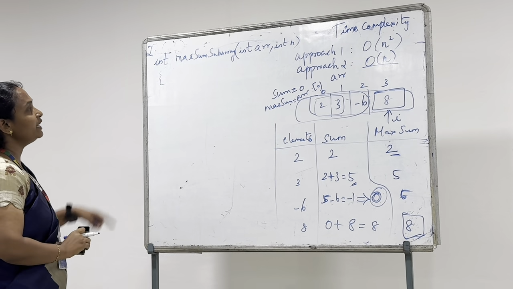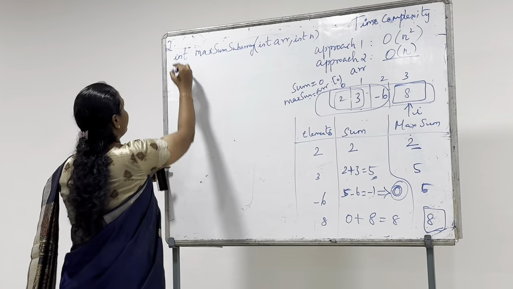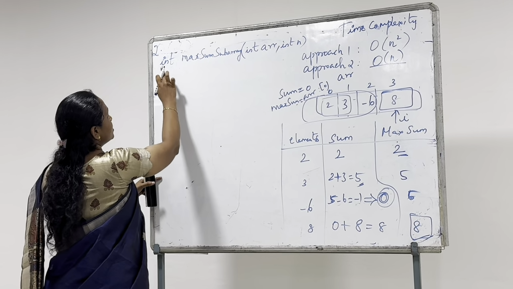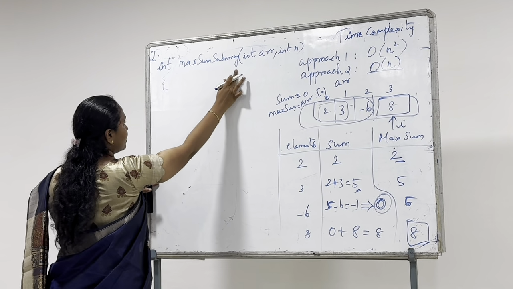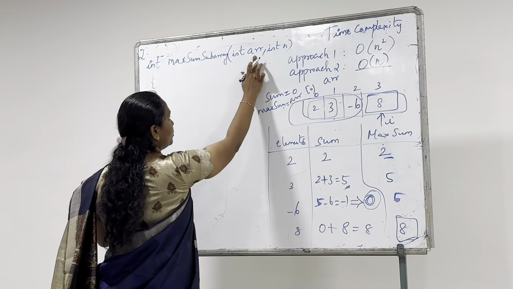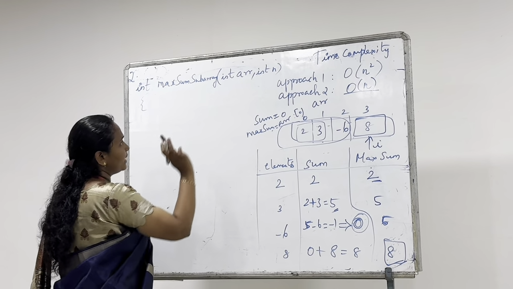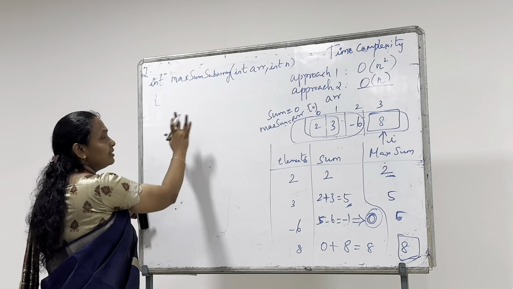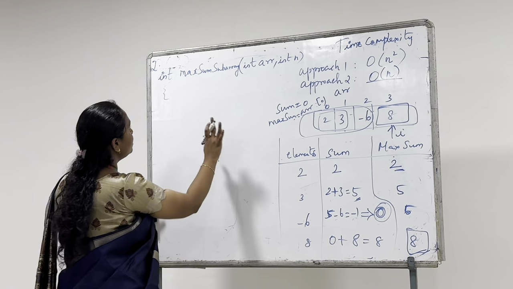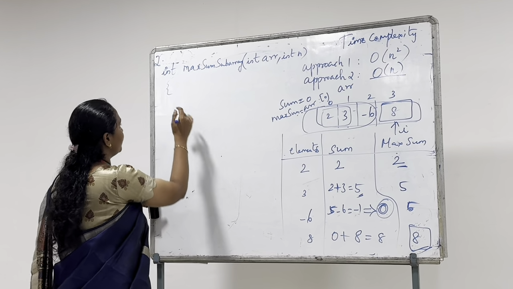And I am going to implement that as code. In maximum sum subarray, this is the function name, and I am going to pass the array as an argument, and n is the number of elements. I am simply writing the sub function that computes the maximum sum subarray, not the entire program.